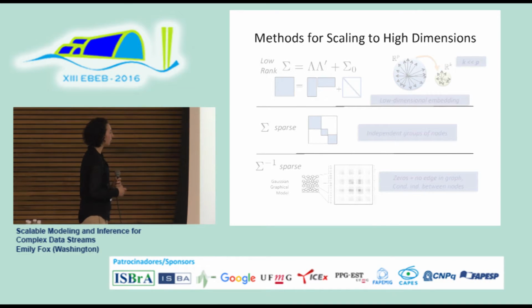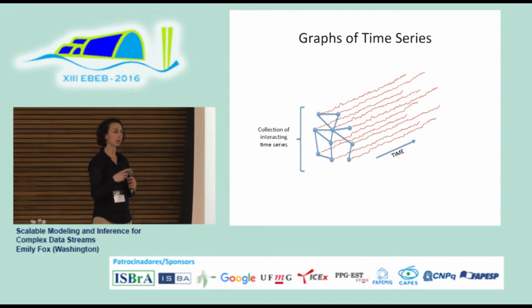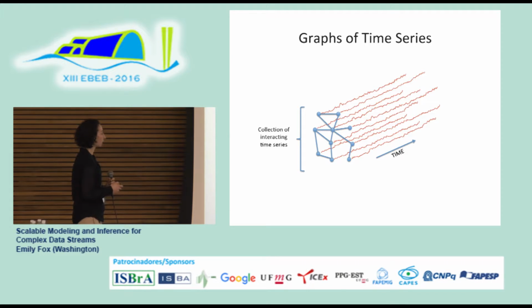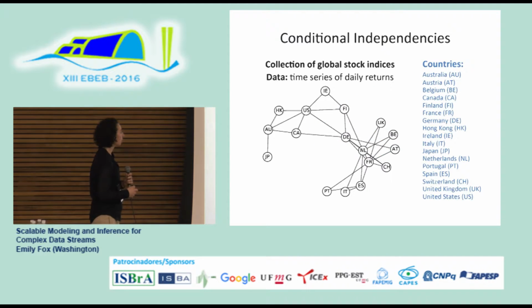Okay, so now let's talk a little bit about this idea of graphical models, but for time series. And we're going to talk about them in a different way than they've been discussed in this conference so far. Specifically, we're going to discuss a graphical model where every node represents a process that we're observing, a stochastic process we're observing, and we're interested in inferring conditional independencies between these different processes.